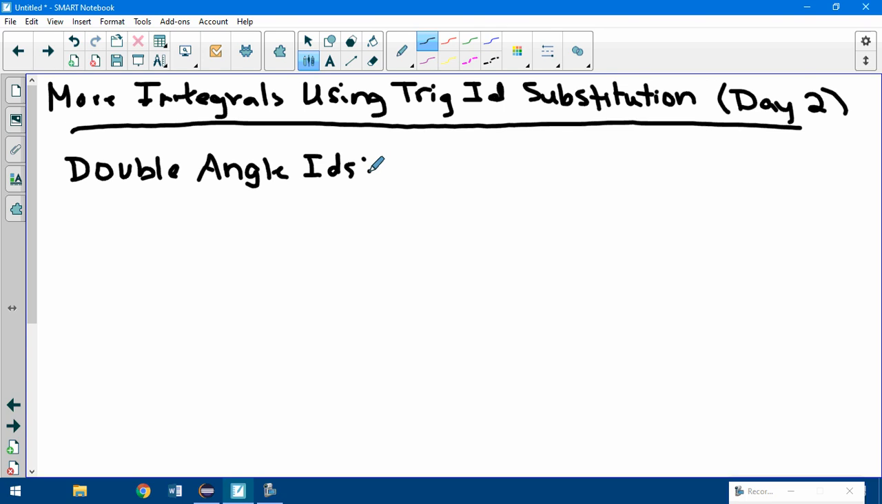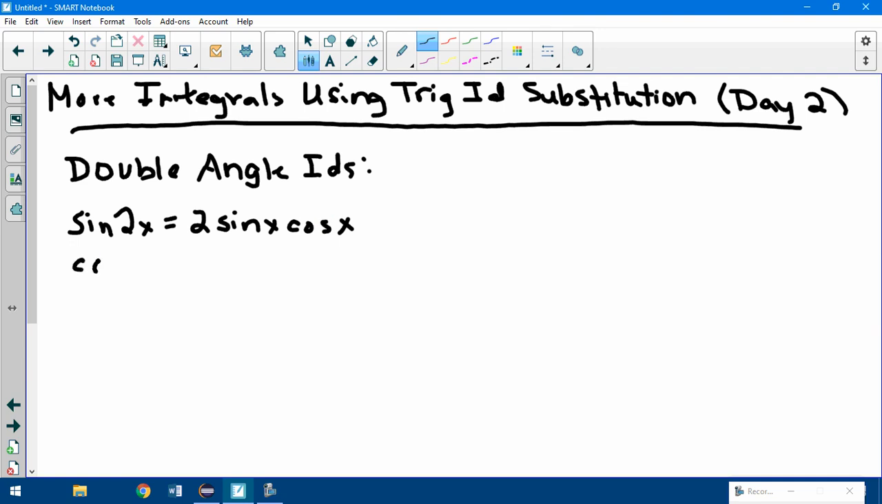If you remember, the double angle identities are sine of 2x. Remember what that is? 2 sine x cosine x. You could see how that one would be used pretty easily, right? If you had the integral of sine of 2x, you could then do a u sub, let u equal sine of x, and you've got cosine of x right in there.